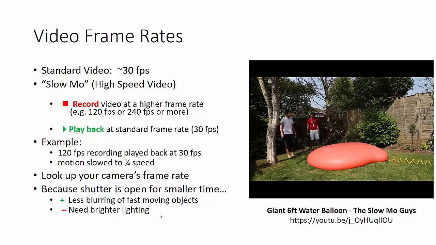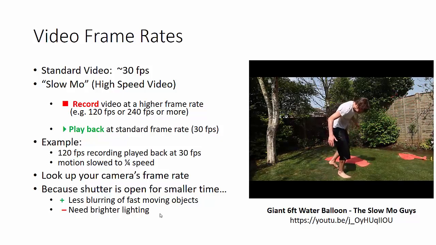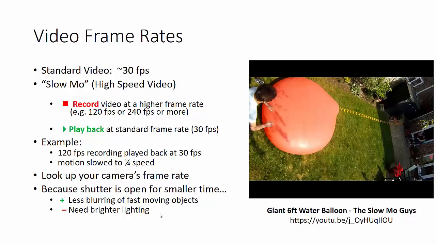So as you've seen, these guys have been having some problems, so what they decided to do is to have two people jump on it, and it pops. And that's played at regular speed, and now they'll play the slow-mo.